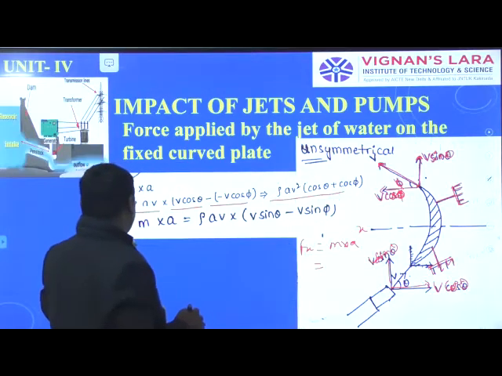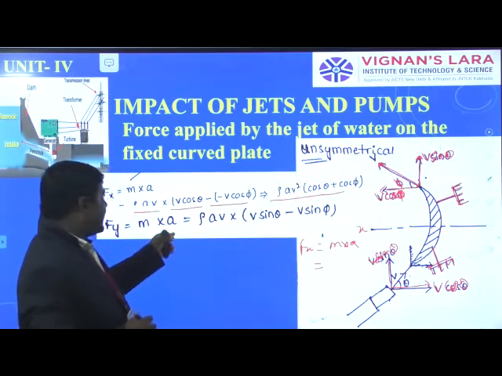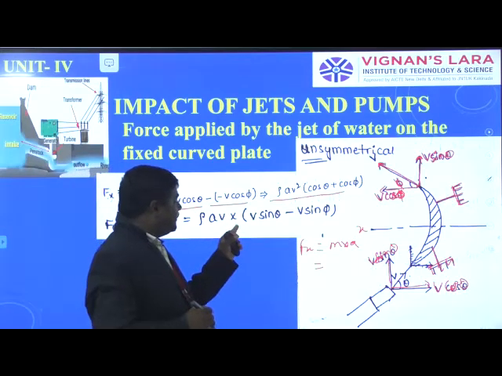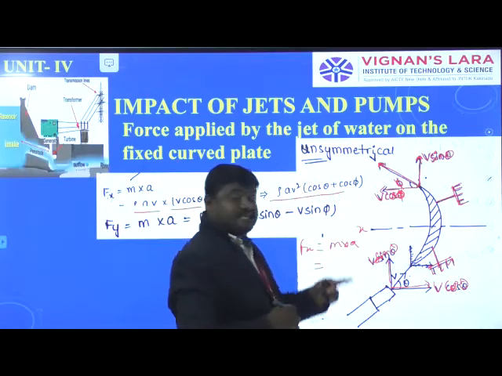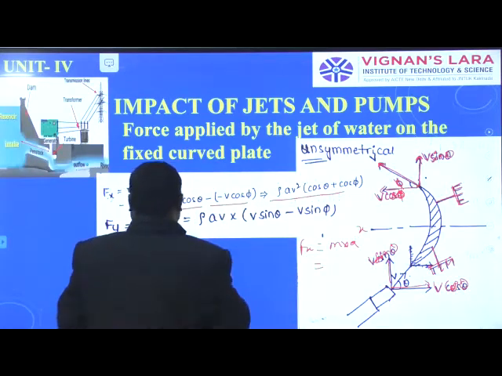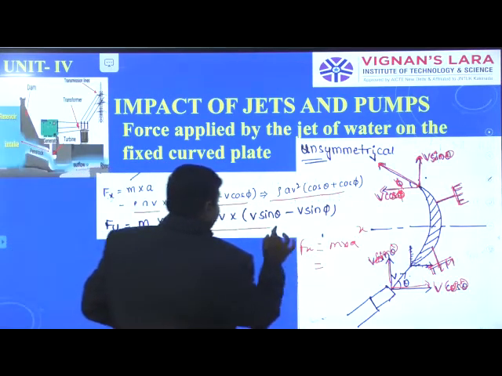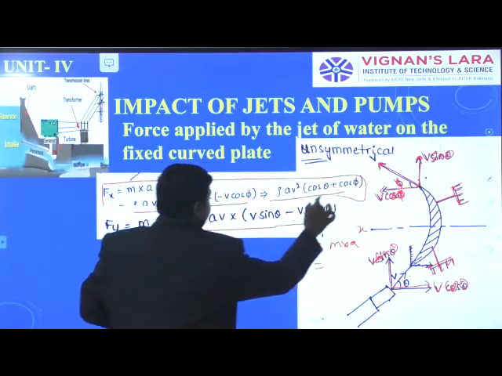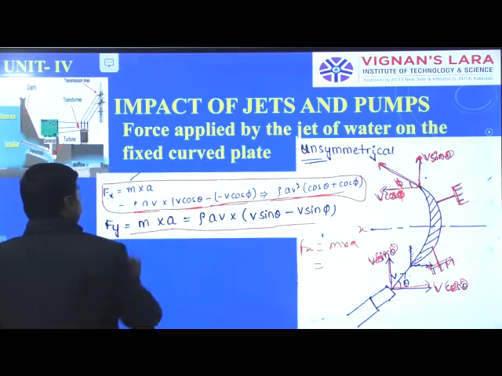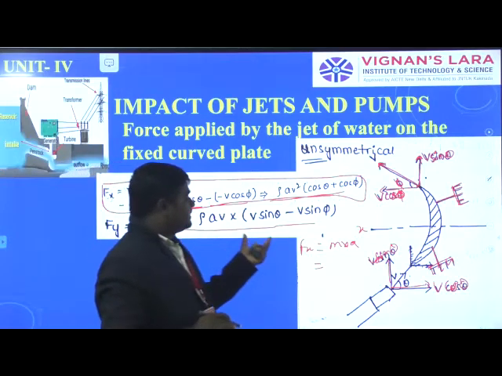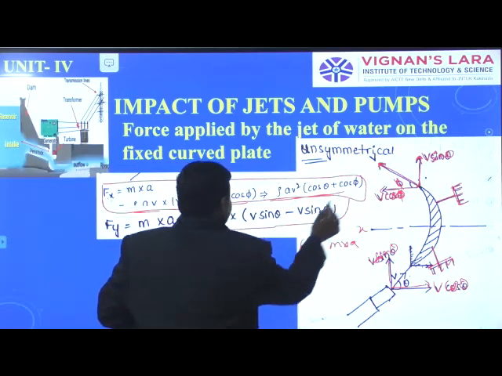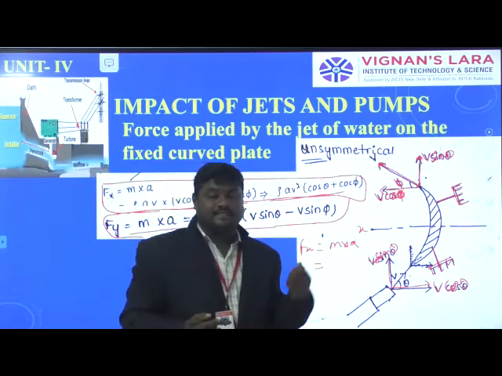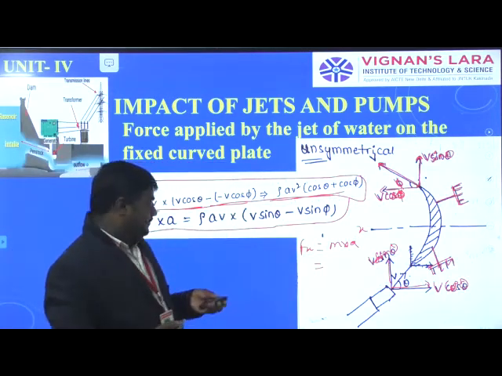Then Fy equals mass into acceleration, that is mass rho a v into v sin theta minus v sin phi. We have to remember these formulas. They are very important formulas. You have to remember these formulas, because they are very important when we are doing the problems.